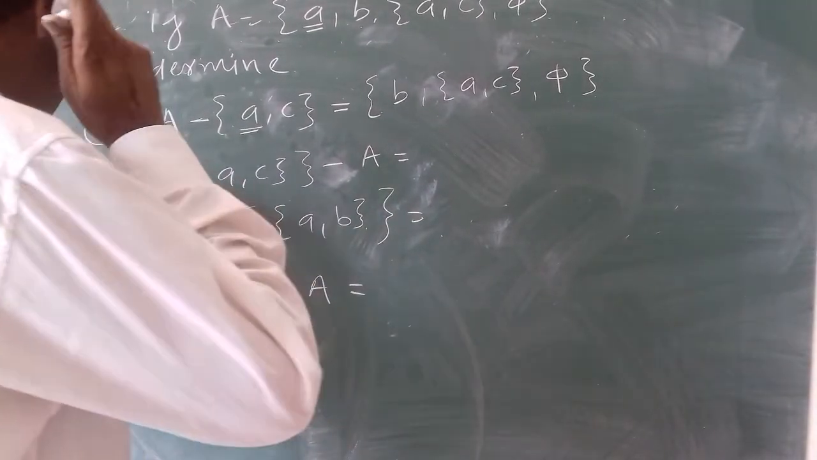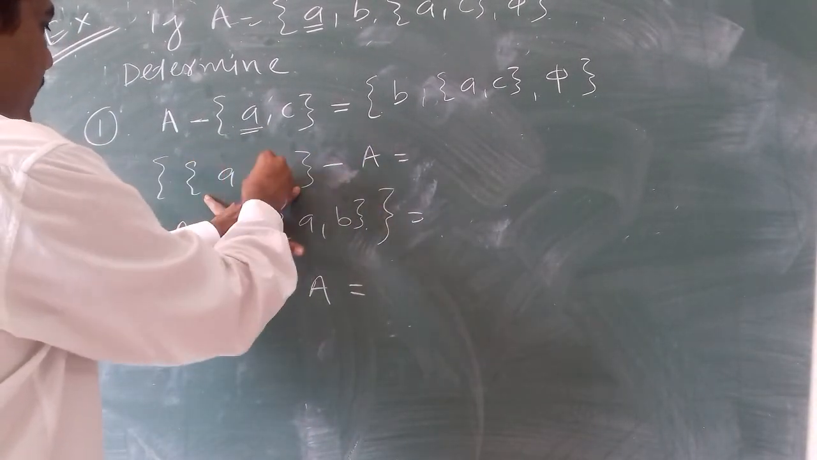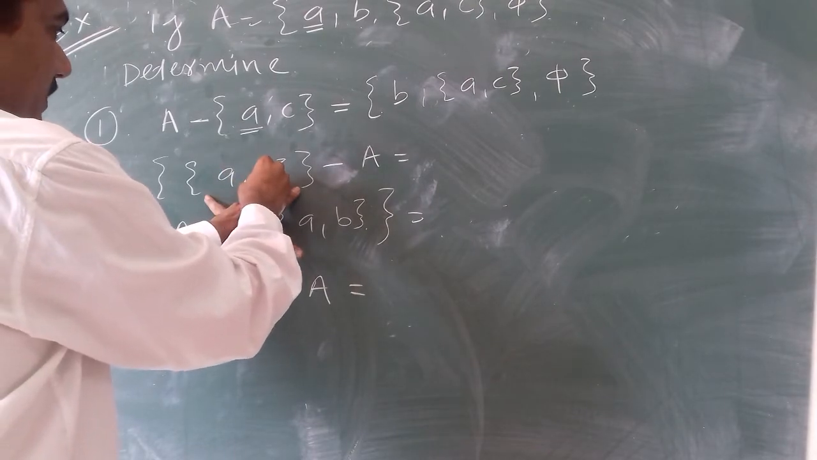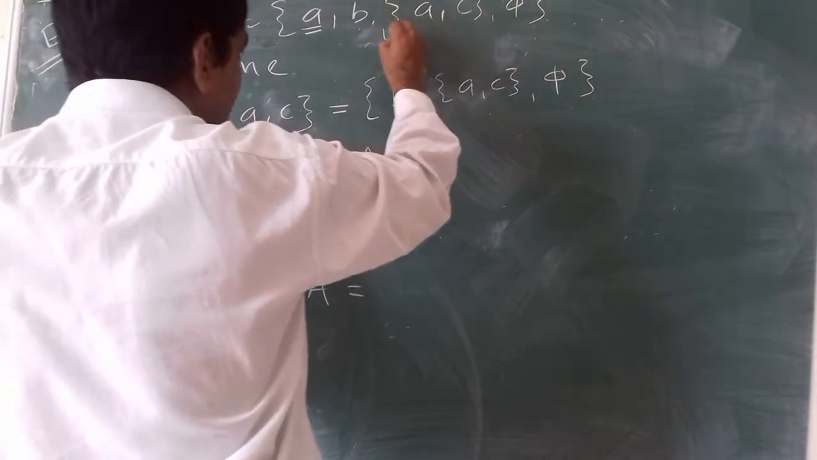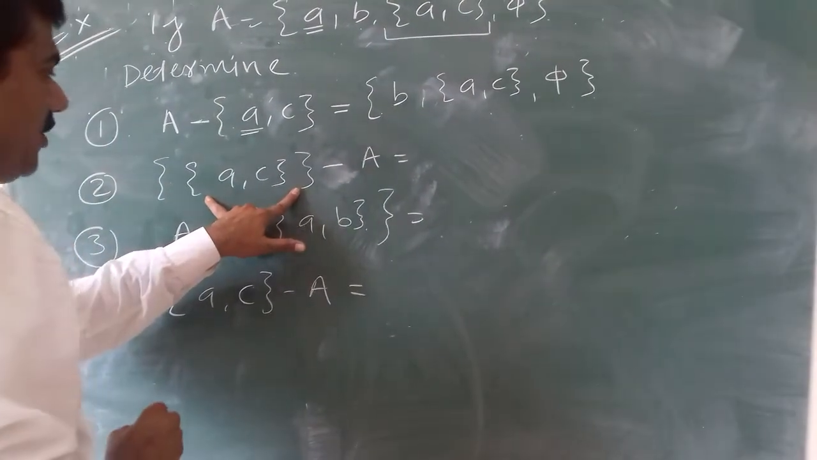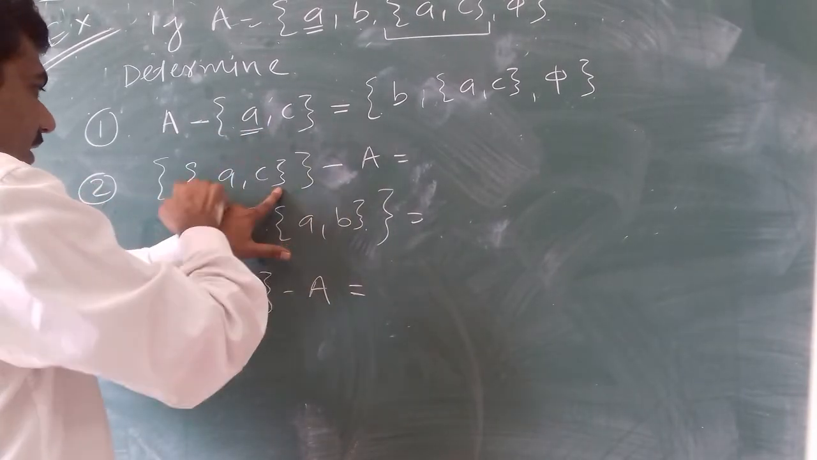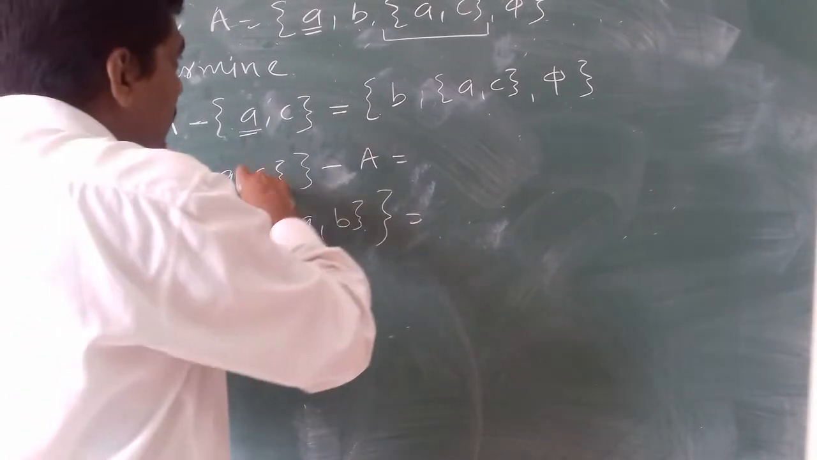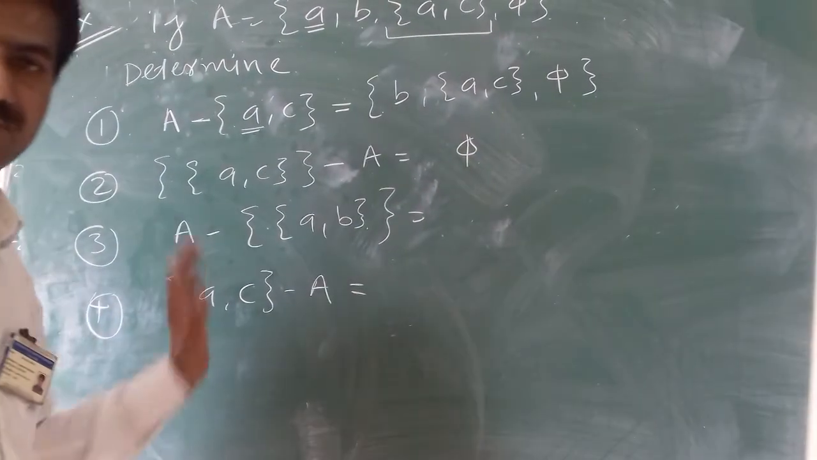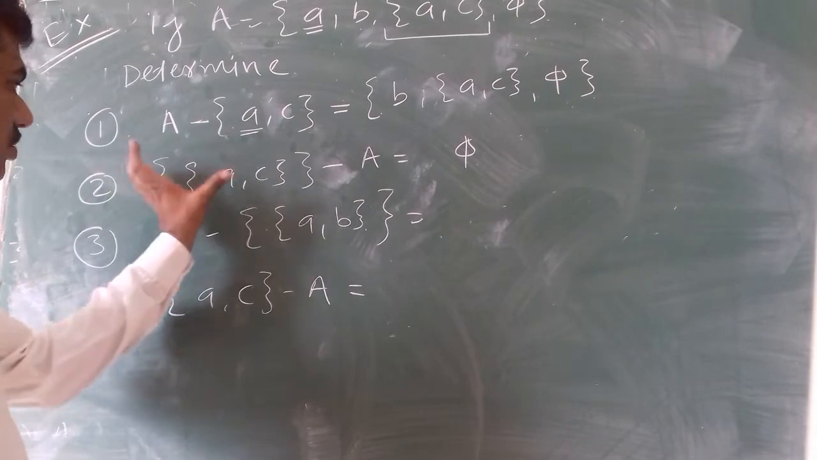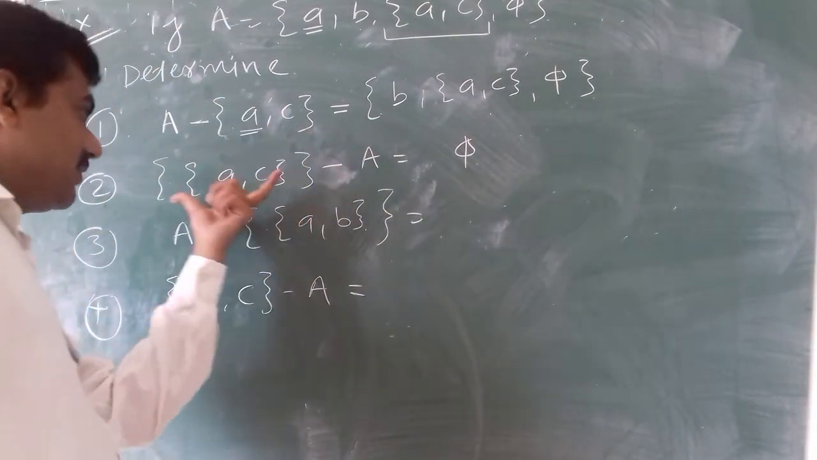The second one is a set which contains the set with the elements A comma C, right? Minus the set A. Now this is the set which has this particular element A comma C. This is also an element. This is the set. The set contains this particular element, right? So this minus this, the result will be phi. Null set, right? So that is the relative complement of A in this particular set.